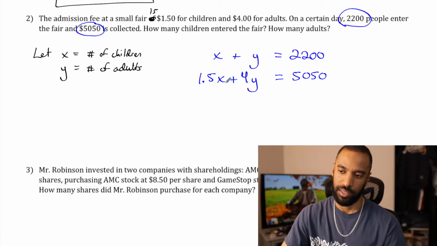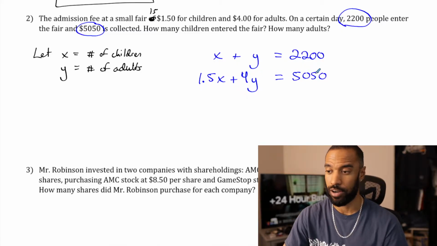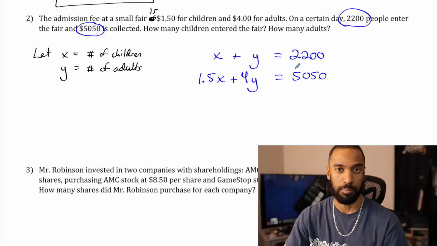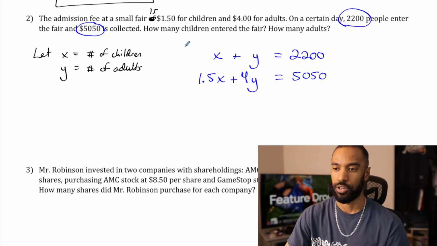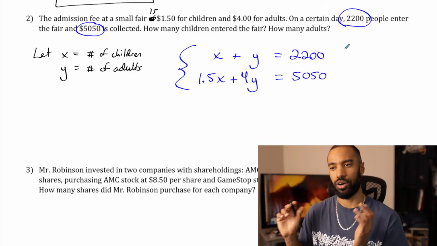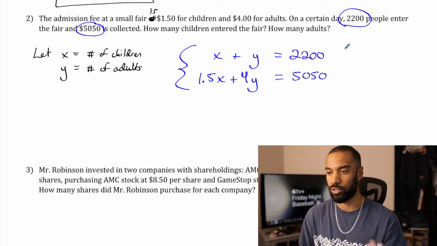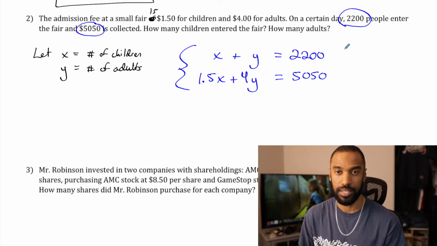When you add the money collected from children attending the fair with the money collected from adults attending the fair, that's how much money you collected from people attending the fair. So here's your system of equations right there. We'll go ahead and solve this one. There are a lot of different ways you can go about it. I'm going to use the elimination method, but there are a lot of different ways you can choose to eliminate things.